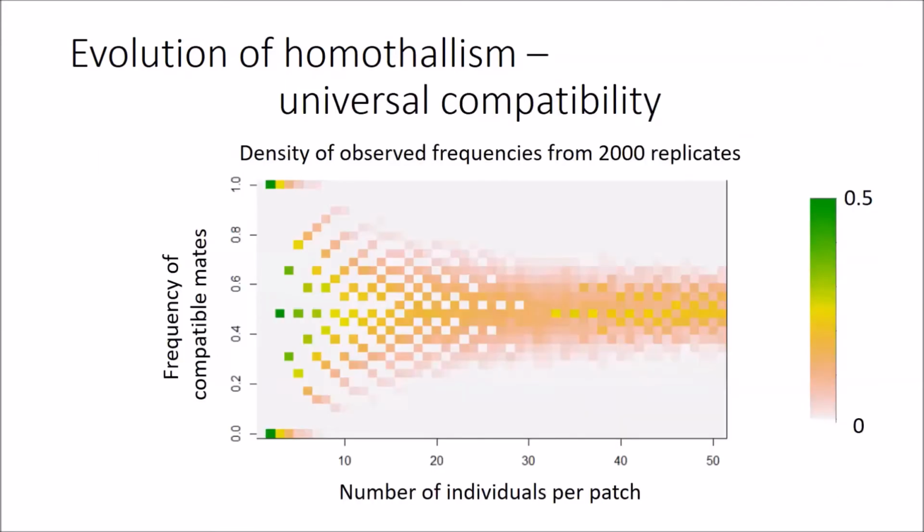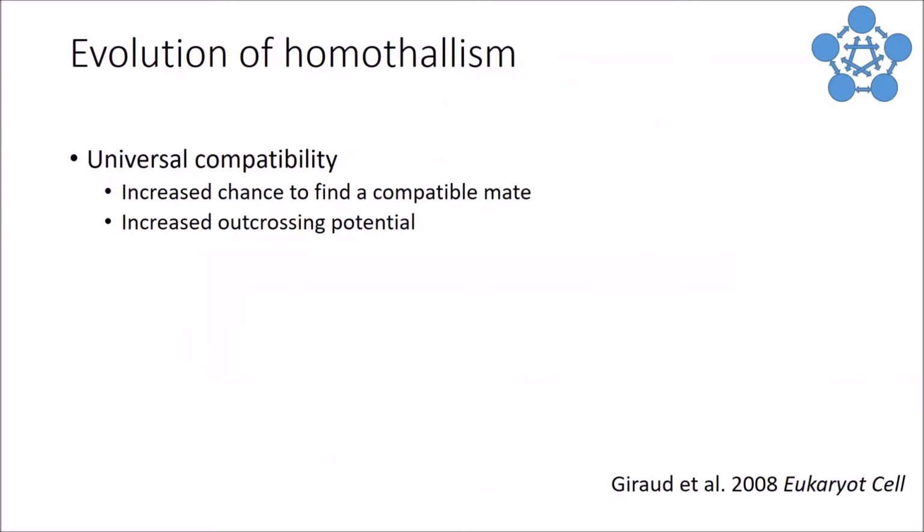And one of the problems with fission yeast as well as with budding yeast is that very often we don't really know what happens out there in nature. So maybe I'm completely wrong, and maybe the lower range is actually the total number of individuals in a patch. But I think it might be higher. So that's one of the arguments for universal compatibility.